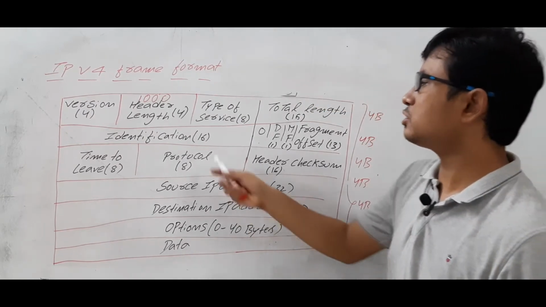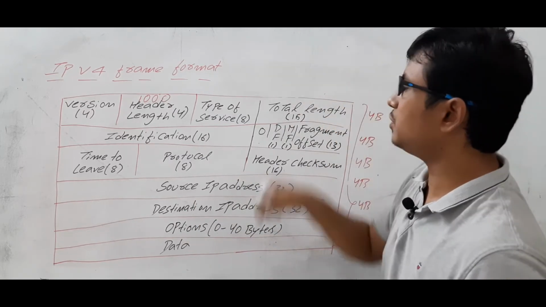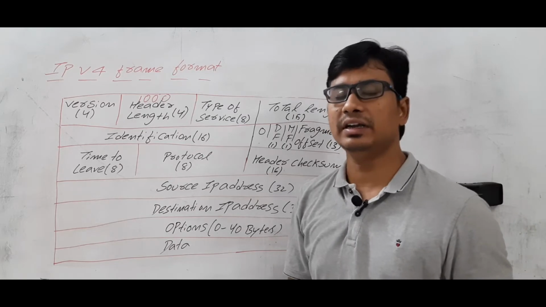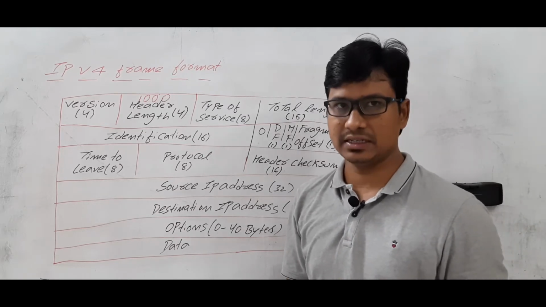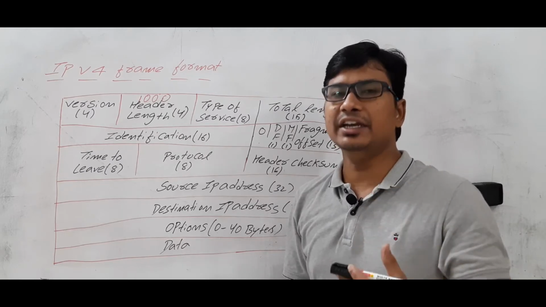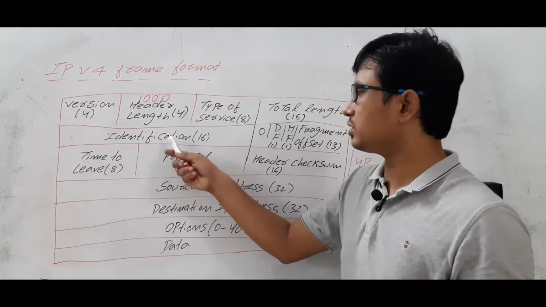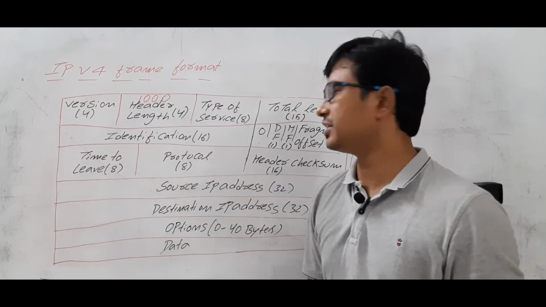And let me discuss what is the identification. The identification will be useful for you to identify the datagrams or packets. So each packet or datagram will have an identification number which is unique. Okay, are you able to understand? So that is the use of the identification bit.